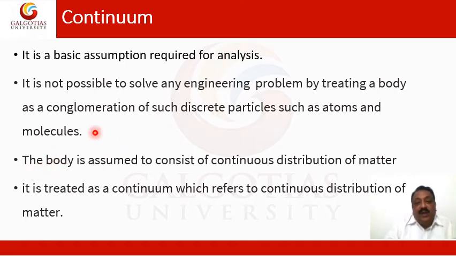So, in order to overcome this constraint, a body is assumed to consist of a continuous distribution of matter. We don't say that within an atom, between a neutron, proton and electrons, there is certain space available, and there are gaps where you will not find particles. But practically, if we are talking of a 1 meter distance or 1 centimeter of matter, it has millions of atoms in it, and hence practically we can consider that a body is consisting of continuous distribution of matter.